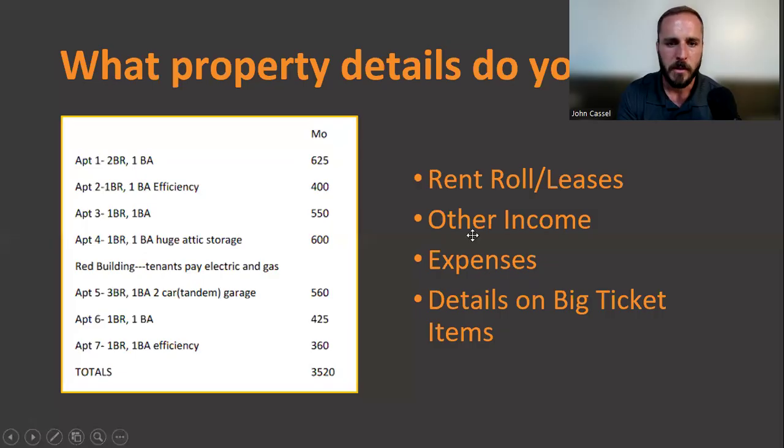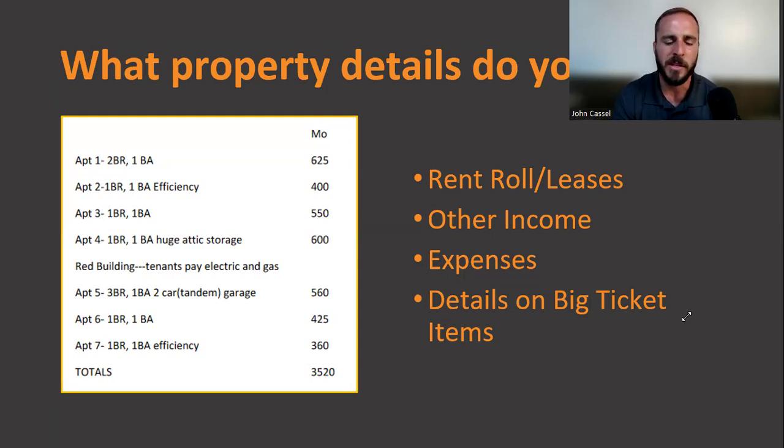So, what do you need when you're analyzing a property? What kind of detail do you need? You need a rent roll and leases, preferably, if you have them. The rent roll is just the list of rents for all the units that you have. Leases will let you verify the rents that are on there, and whether they are month to month or year to year.